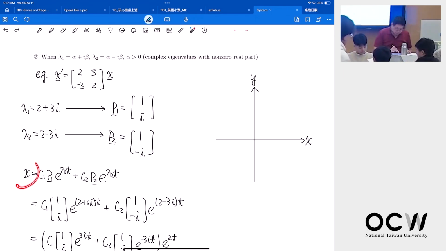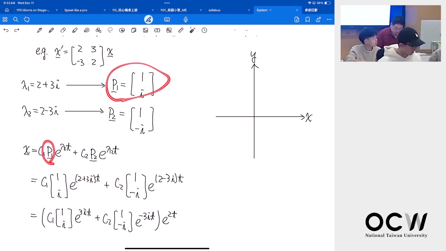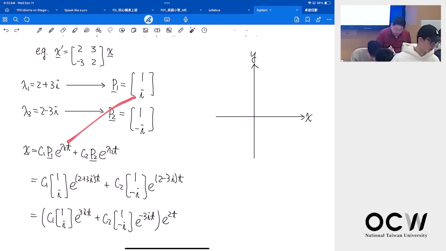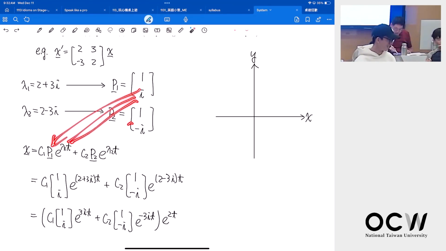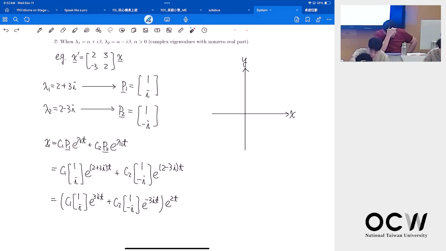So your x can be expressed as here. This is your eigenvector times e to the eigenvalue times t. And also the other one. Okay, so you just bring this back. And then you can rearrange it. Take e to the 2t outside. And then you can write this x as x1, x2. Okay, so let's see what is x1 and x2.